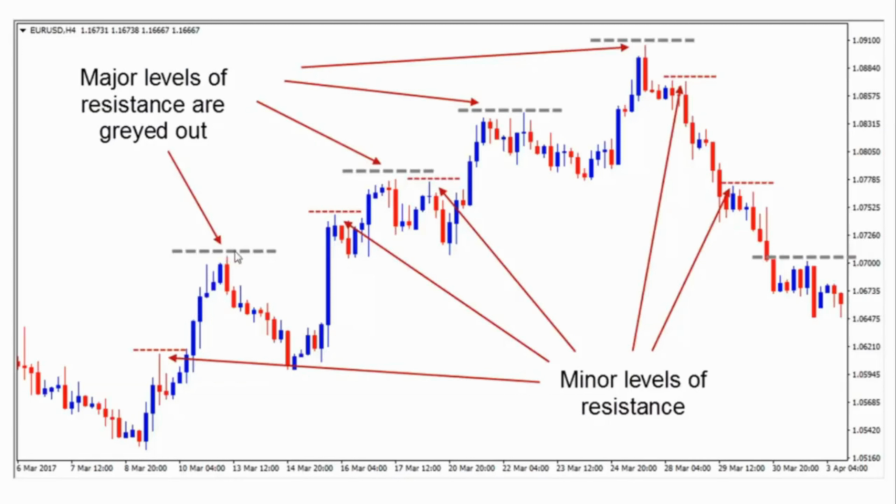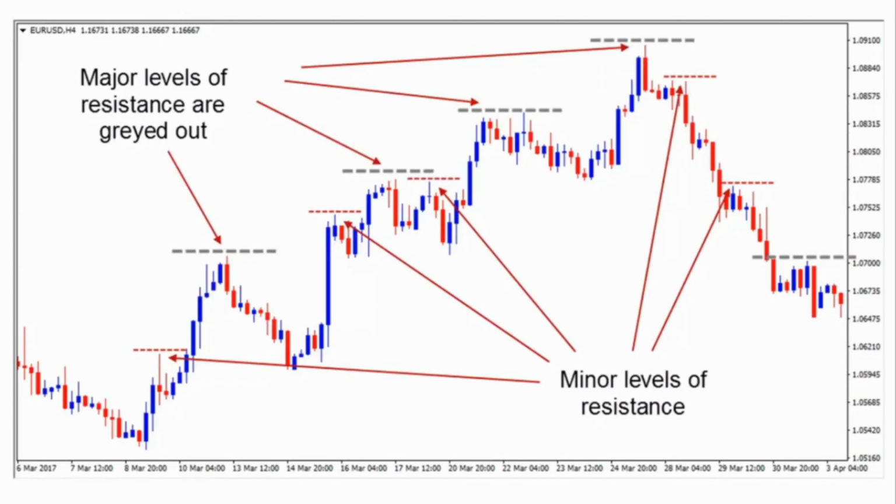So we've got this area of resistance. Price is turned away, comes back up and is turned away, comes back up, turned away. So we have major areas of resistance where we have a very definitive place where the market is moving up to and then turning away from, moving up to and turning away from.